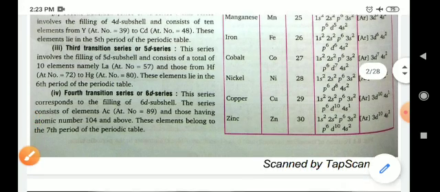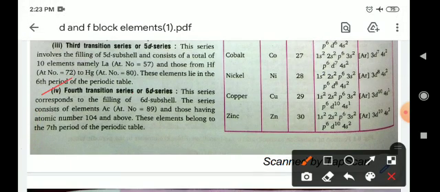Next, the fourth transition series, or 6D series. This series corresponds to the filling of the 6D subshell. The series consists of the element actinium, atomic number 89, and those having atomic number 104 and above. These elements belong to the seventh period of the periodic table.